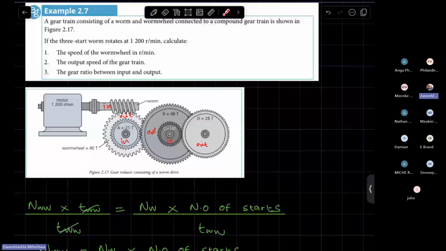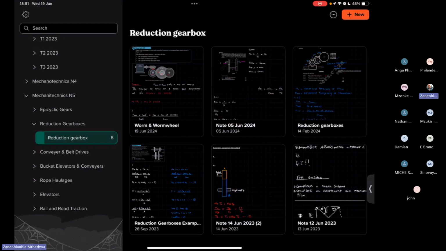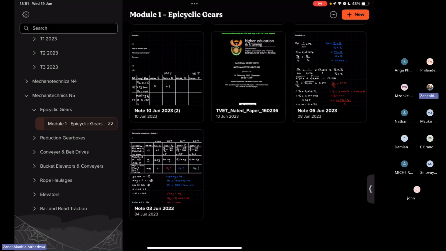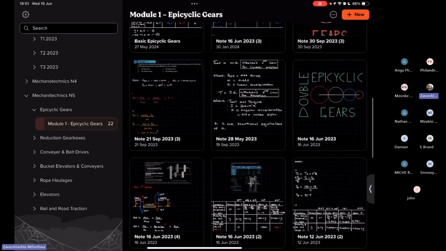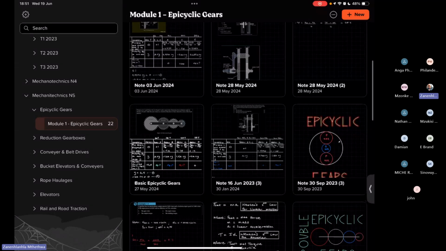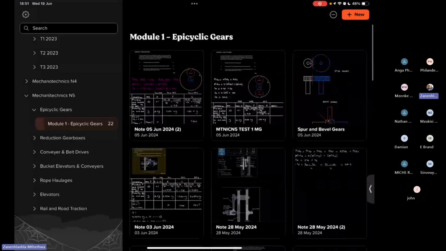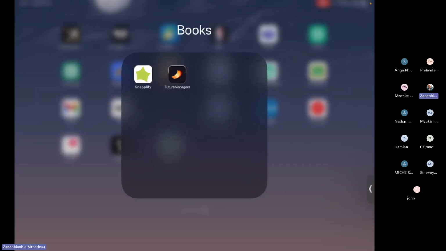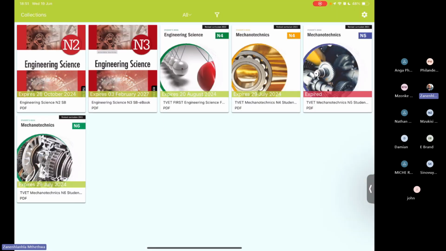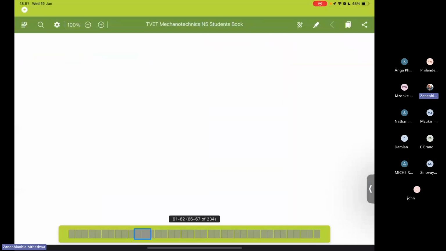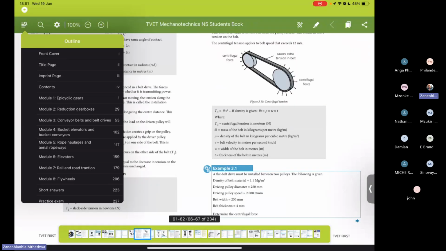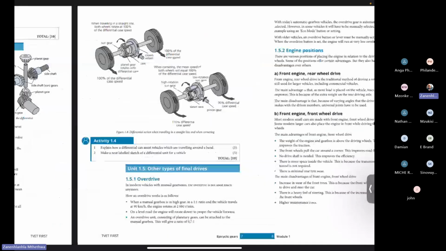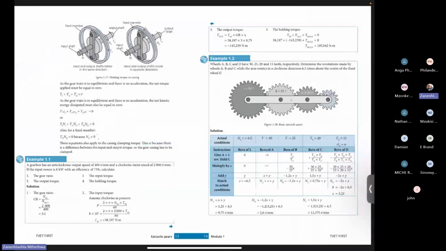All right. Now let us look at one more problem on epicyclic gears. Epicyclic gears is this problem I wanted us to do.